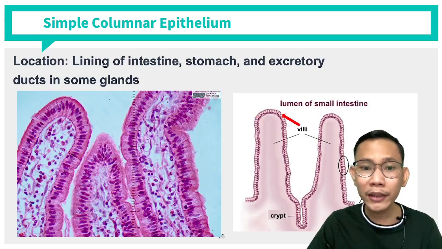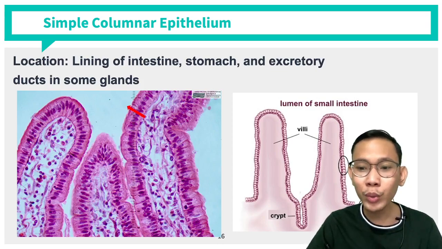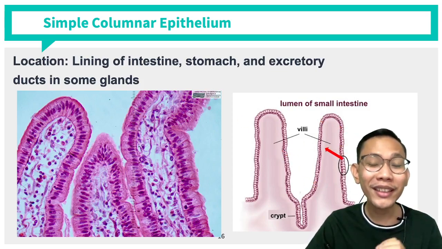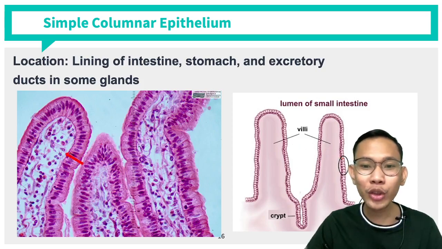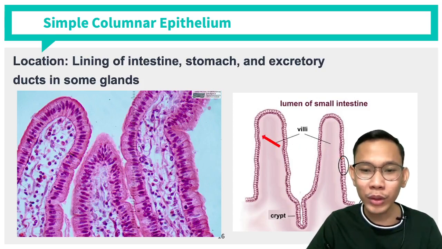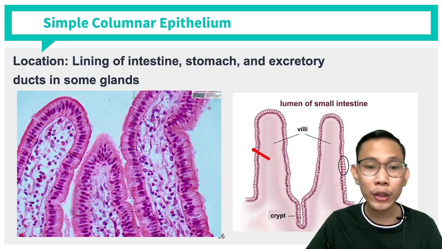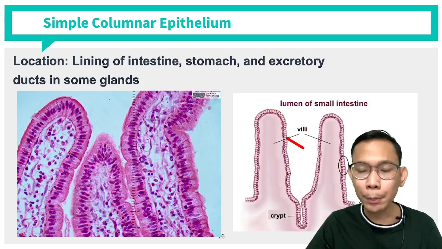So in the small intestine, for example, your simple columnar cells contain an absorptive or specialized structure which is now called your microvilli. So remember that your small intestine has these finger-like projections. What are those finger-like projections? Actually, this is now your villi. So this is the villi of your small intestine, and the villi of your small intestine is surrounded by a single layer of your columnar cells. That's why it is termed your simple columnar epithelium.